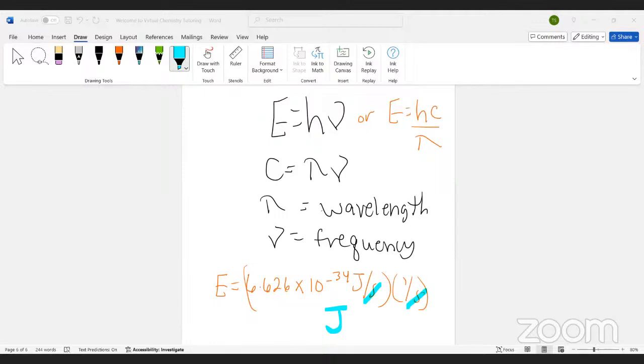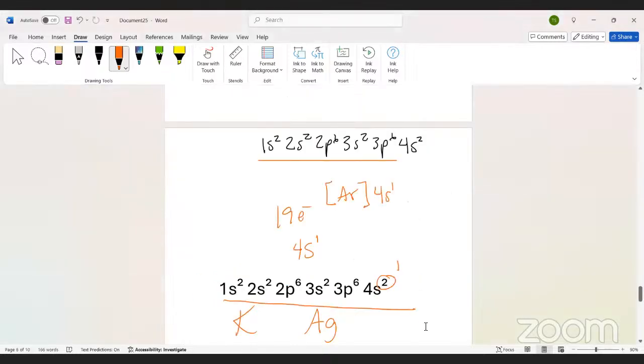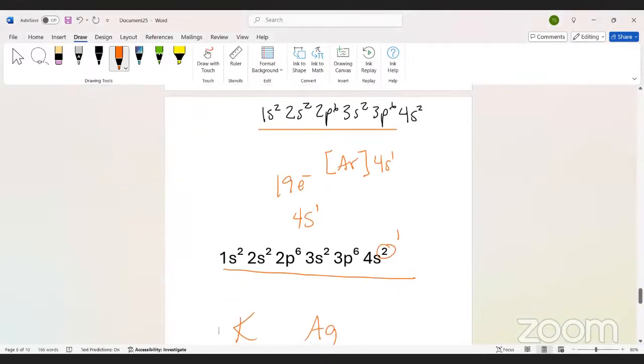Let me find a problem that I can do. Do you have a problem that you can type out? And I see one right here that I can do. I'm gonna choose these two right here. Okay, and I found one that I can use right here.